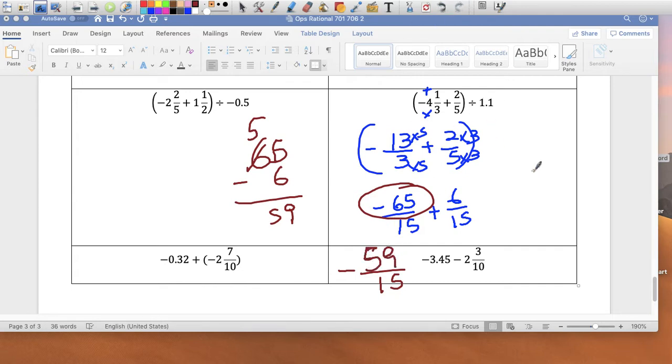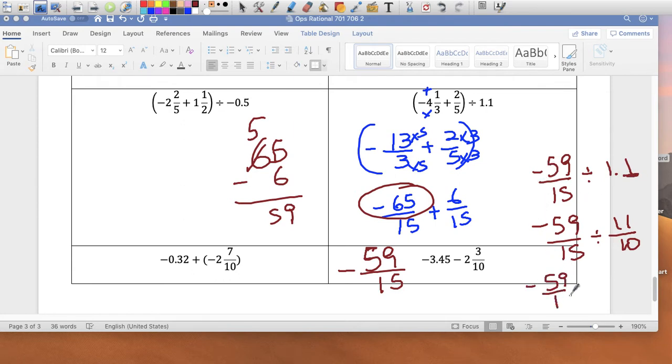Negative 59. Now I'm going to do negative 59 over 15 divided by 1.1. Let's change this to a fraction. So it's going to be negative 59 over 15 divided by 11 over 10. Right? Remember, this is in the 10th place value. So it's negative 59 over 15 times 10 over 11. I can simplify, right? I can do 15 and 10. 10 divided by 5 is 2. 15 divided by 5 is 3. 3 times 11, at the bottom, is going to be 33. And 59 times 2 is 118, but negative. Okay?